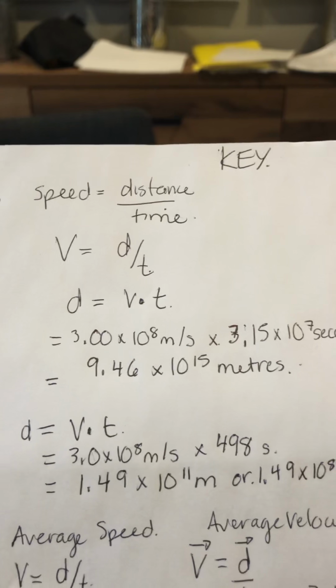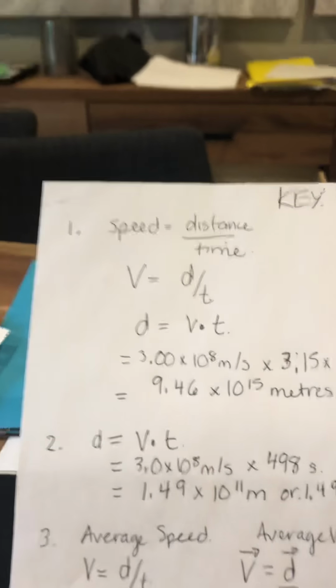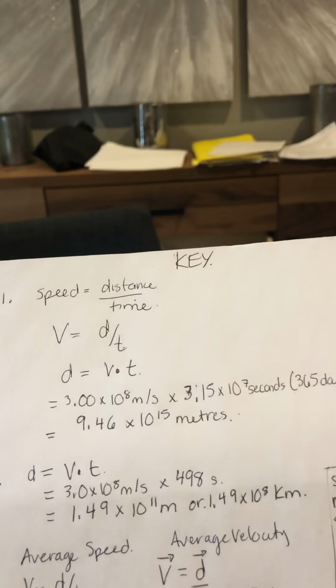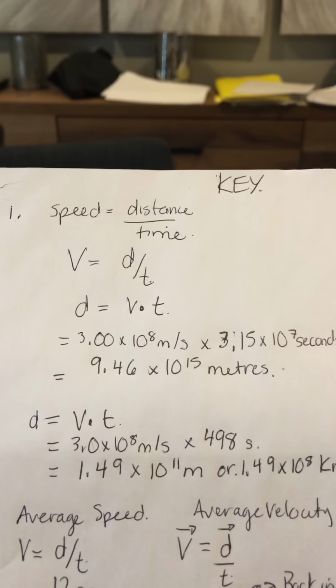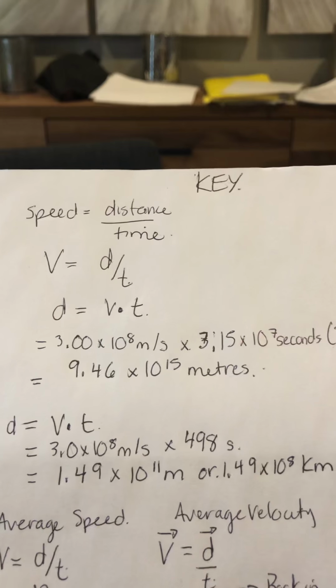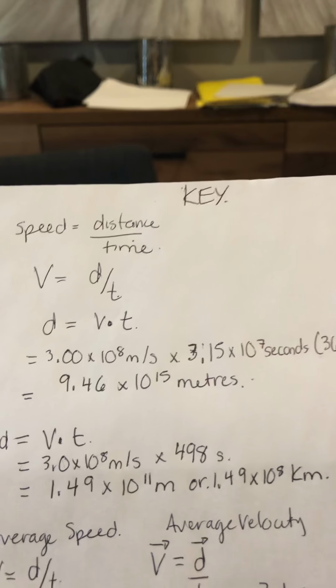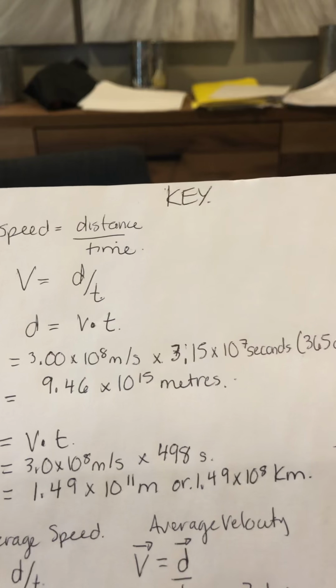So the first question was pretty straightforward. What you needed to do for this one was try to find the distance. If you notice here with the question, what you have to do is manipulate the formula so that you are solving for distance. So that ends up being distance is equal to speed times time.